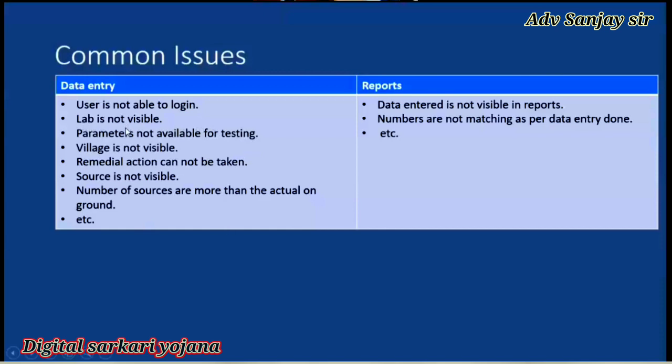Similarly, lab is not visible. If lab is not visible, means your lab mapping with the particular village or particular district is not done by the super admin, or it was done but now it is removed. So if lab is not visible, you should ask your super admin to check the mapping of your geographical area to that particular lab. Parameters not available for testing. If some parameter is not available, then also you should ask your super admin that particular parameter has been assigned to a particular lab or not.